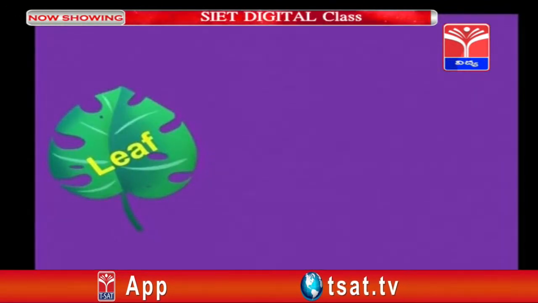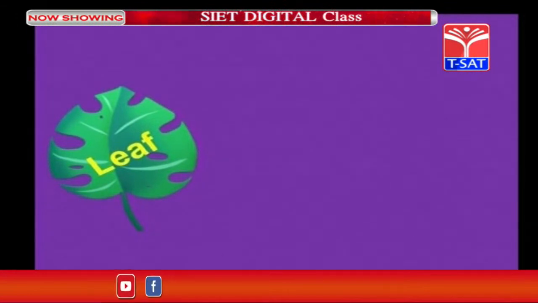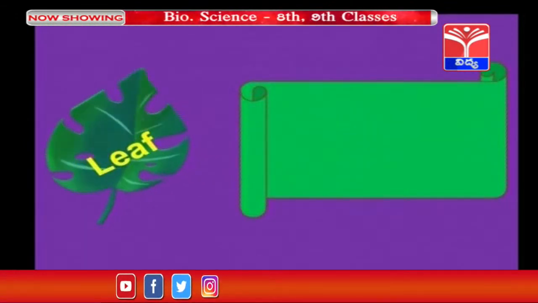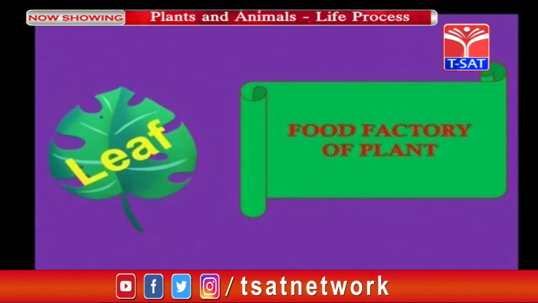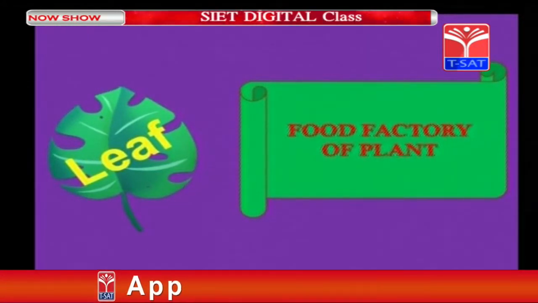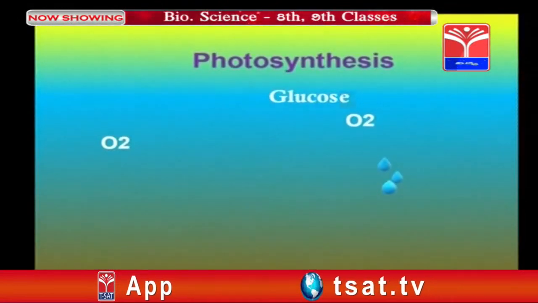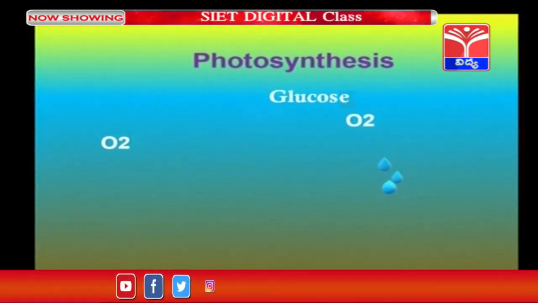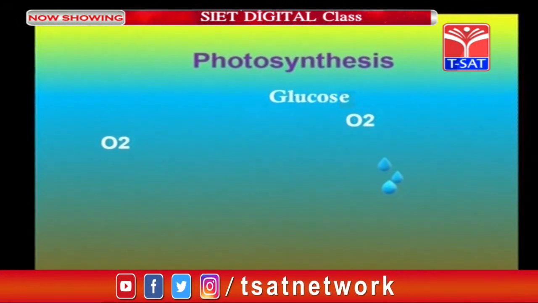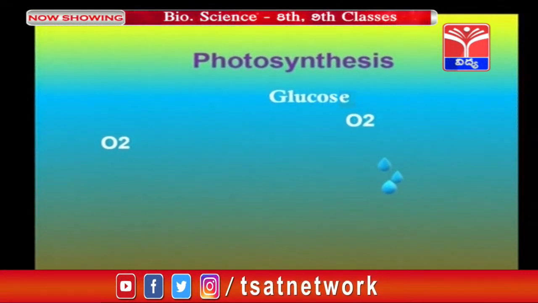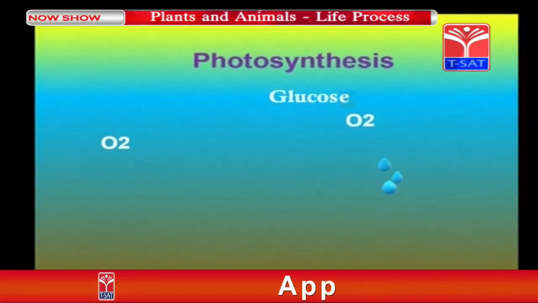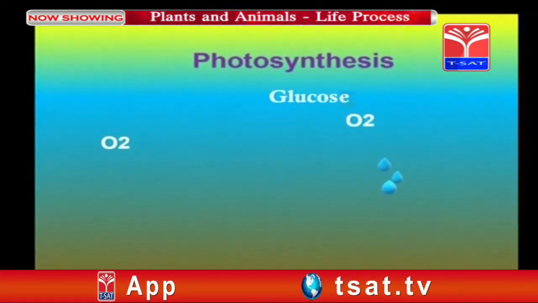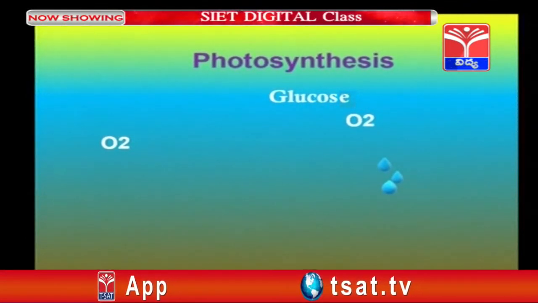Observe the leaf. Leaf is very important part of the plant. Do you know why? Because food is prepared in the process called photosynthesis. So leaf is called as the food factory of plant. Then what is photosynthesis? Preparation of food by green plants in the presence of sunlight is called as photosynthesis. In this process, plants prepare food, that is glucose. Oxygen is evolved in this process and water is evolved in the transpiration. Gaseous exchange takes place through stomata and transpiration also takes place through stomata.